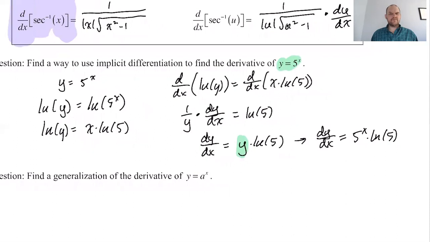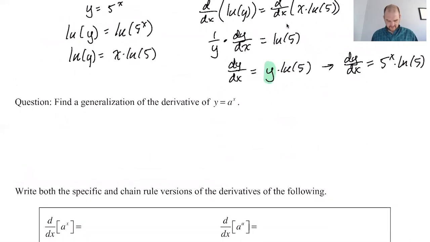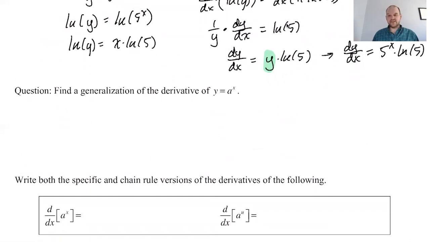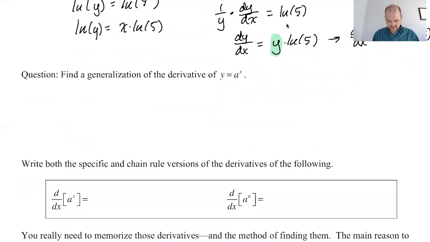So is this consistent with e to the x? That's a question we want to answer. First, let's find a generalization. This is going to be the exact same process, so let's just get to it. The natural log of y is equal to, I'm going to do two steps at once, x times the natural log of a.